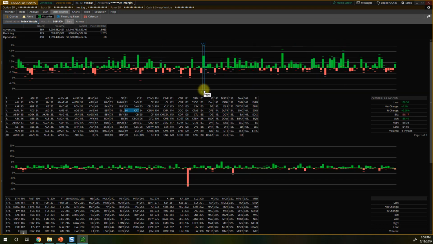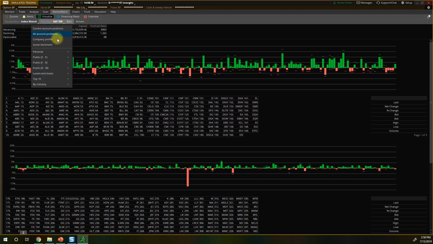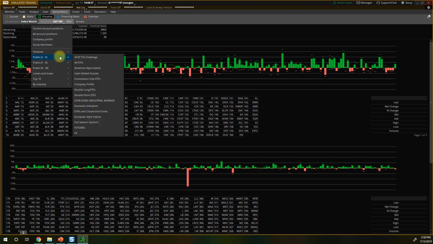Now, to make it easier, I'm going to start with a smaller index. So let's go to the Dow. But we can look at lots of different ones in Thinkorswim. So for instance, let's come up to here. I can look at personal index watch lists that I've created. I can look at various public ones. I can choose all ETFs, cash settled futures, lots of different things we can sort by. But let's go to this one right here in the center, Dow Jones Industrial Average.